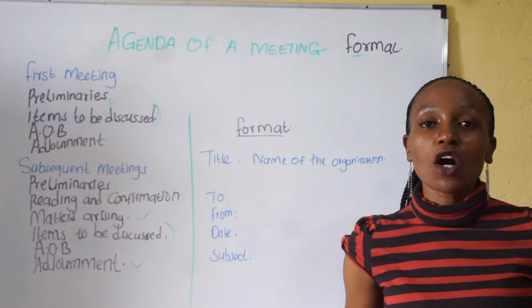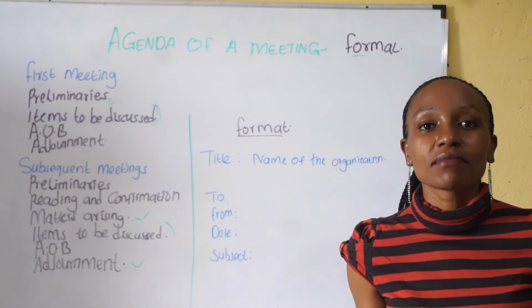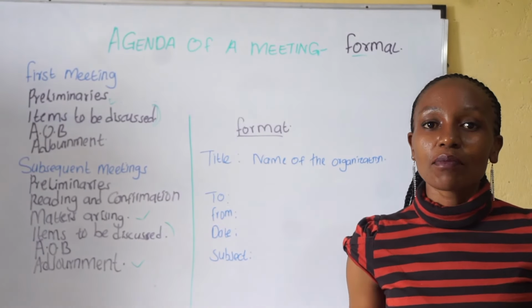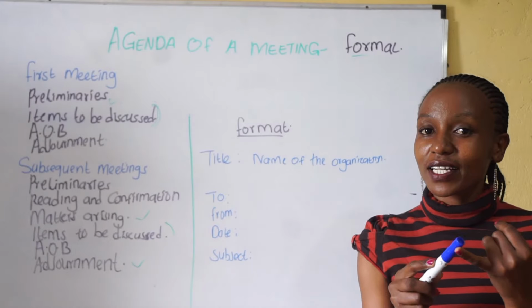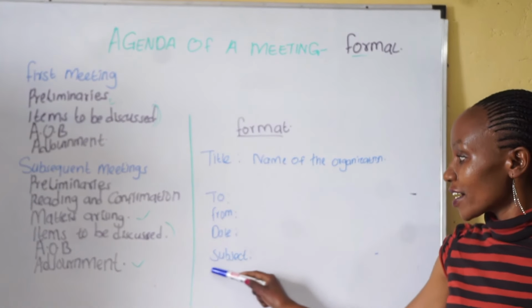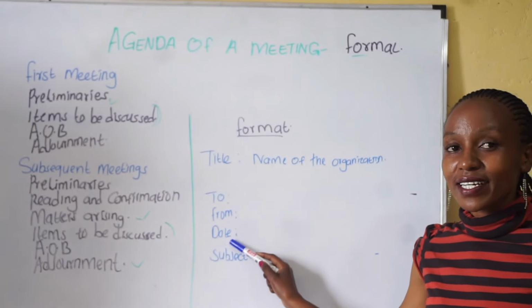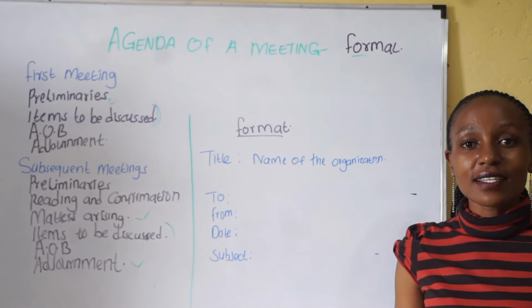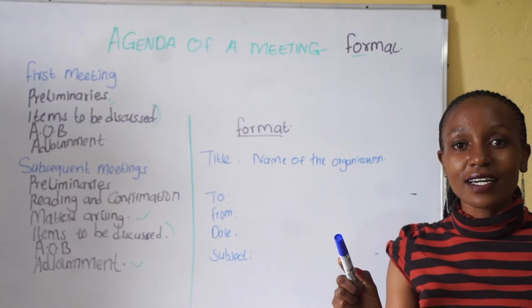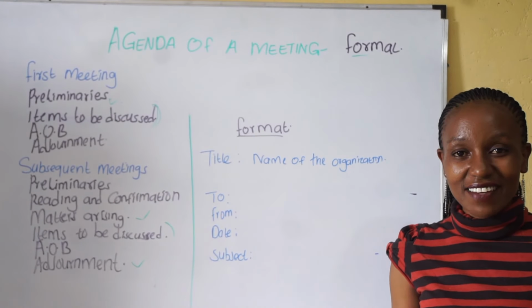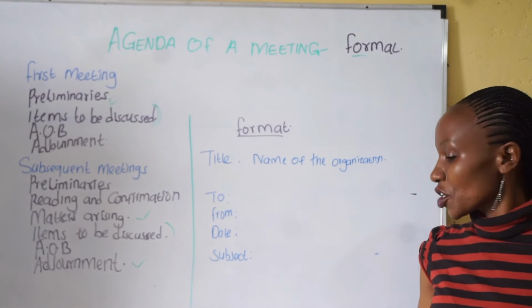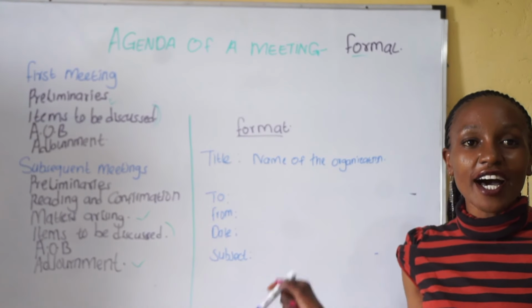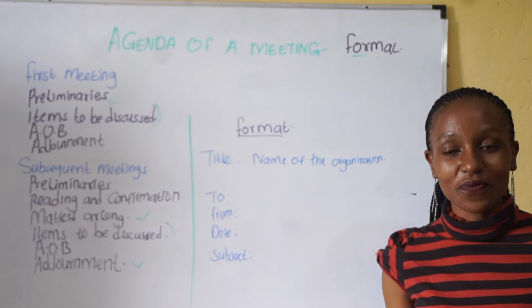Guys, that is how we write the agenda of a meeting. A quick recap. You need to have a title. You need to have these parts: to, from, date, subject, your introduction, which captures the date, the day, the venue, and the time. And then you need to list your agenda and then sign off.